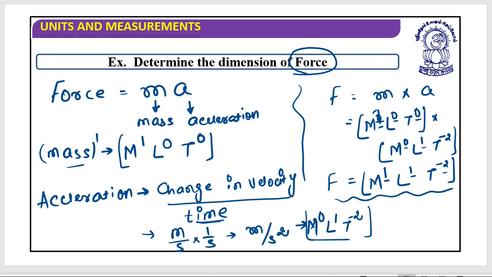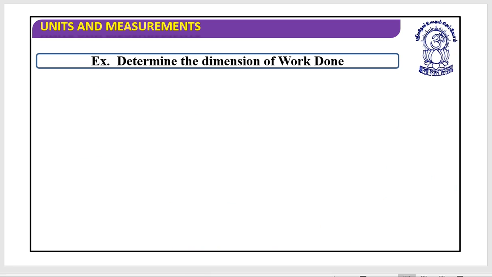Please do one thing. When I am writing here, you just write it at your place itself. This will make things more clear. So please do it. Let's move to the next. One more attempt. Determine the dimensions of work done. Do you know the formula of work done?